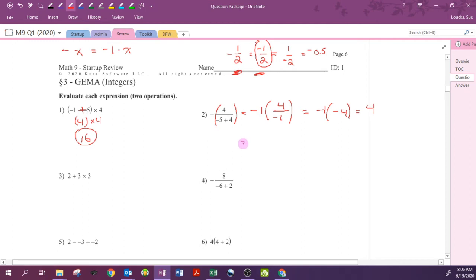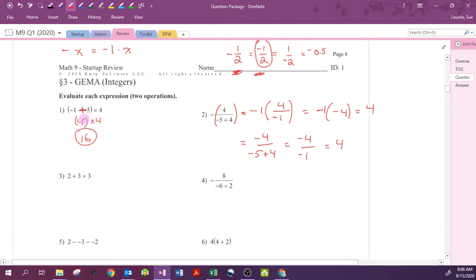But I think it's much easier to float that negative up and write it as negative 4 over negative 5 plus 4, which is then negative 4 over negative 1, which is 4. It's not any more work or any less work either way. I just think the second way is a little less error prone. Okay.